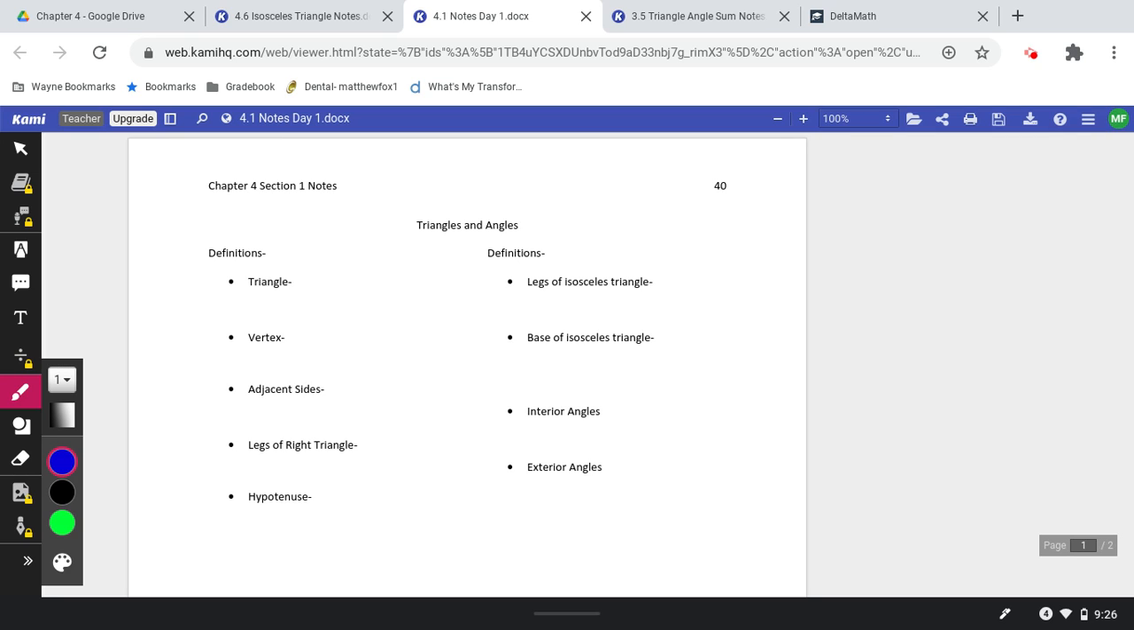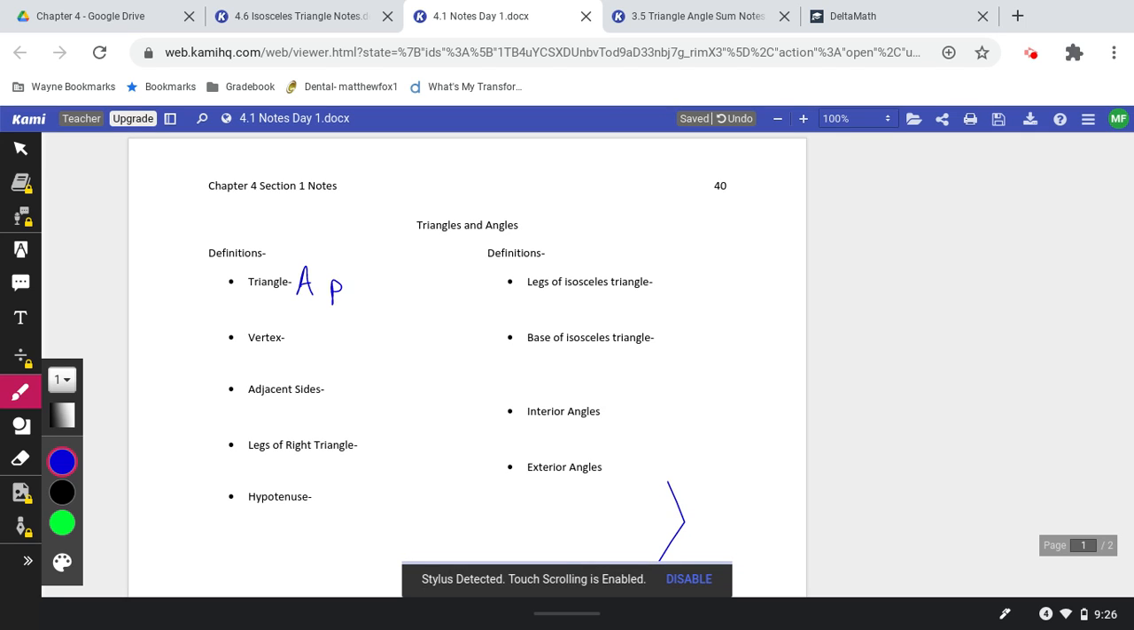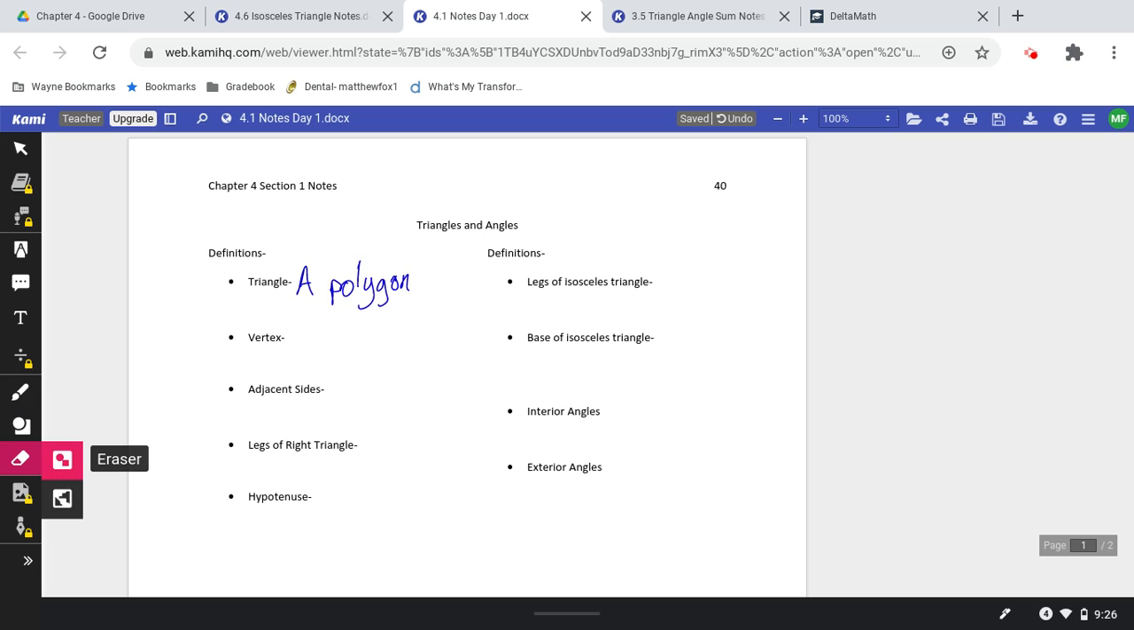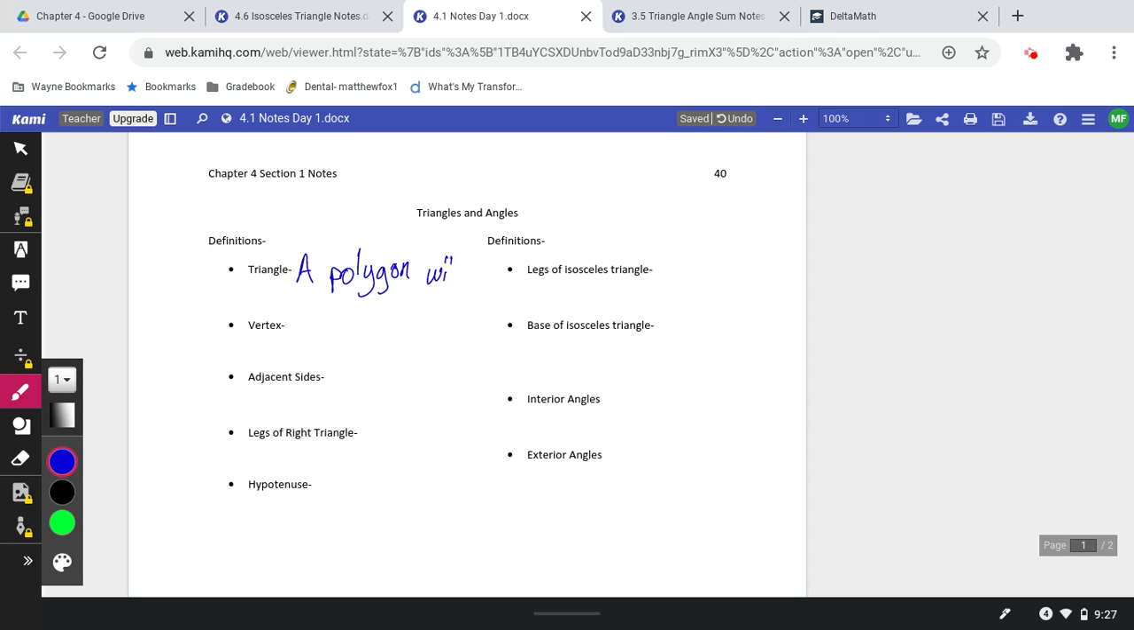Today we're going to talk about a few vocabulary words around triangles and angles. To start off, let's put our definition of a triangle. You guys already know this, but our definition here is just a polygon. A polygon is some sort of closed shaped figure with straight sides. So it's a polygon, and it's going to have three sides and vertices.